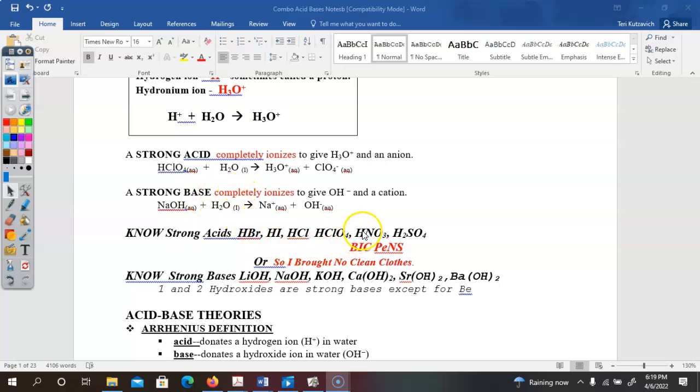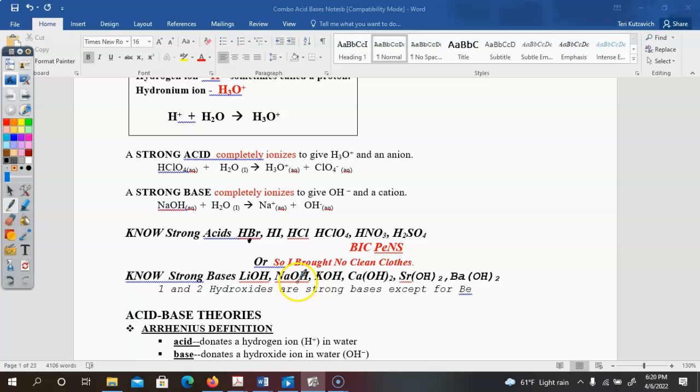These are the 6 strong acids, Bic pens. You can learn it like that. Or, so I brought no clean clothes. Also works. Whatever you do to memorize that.